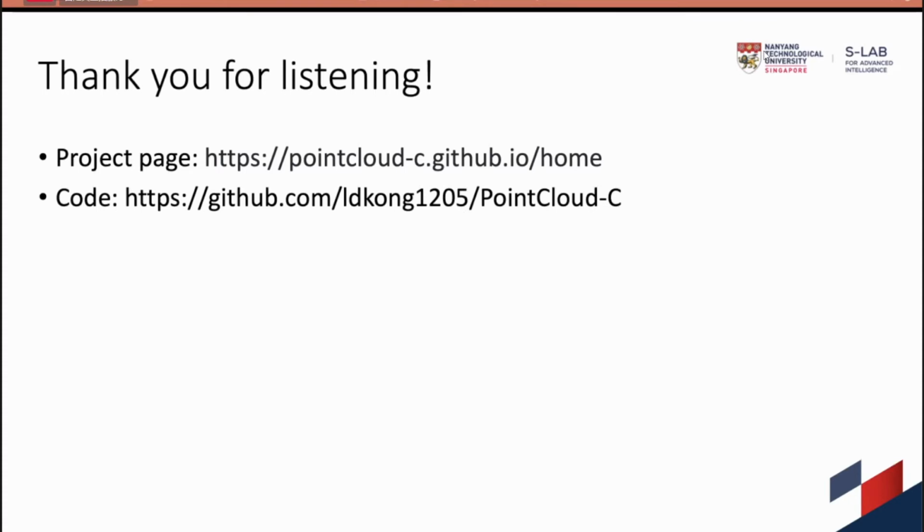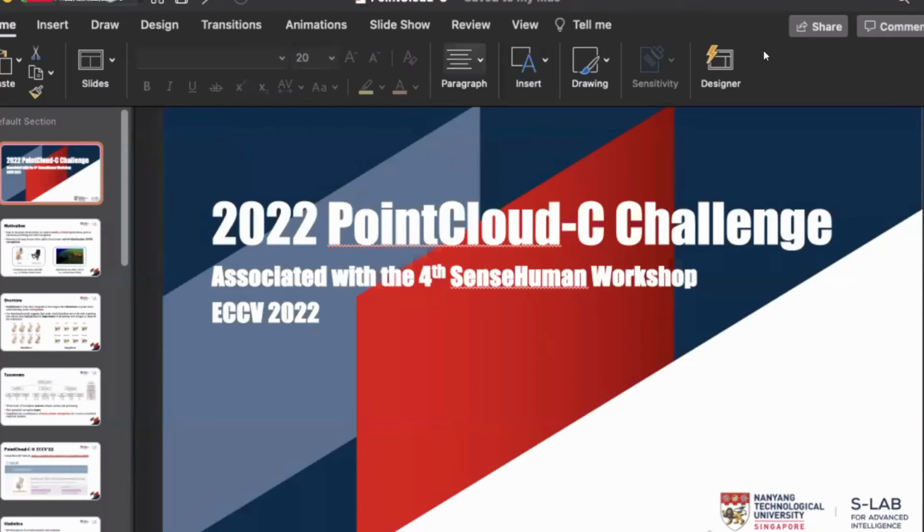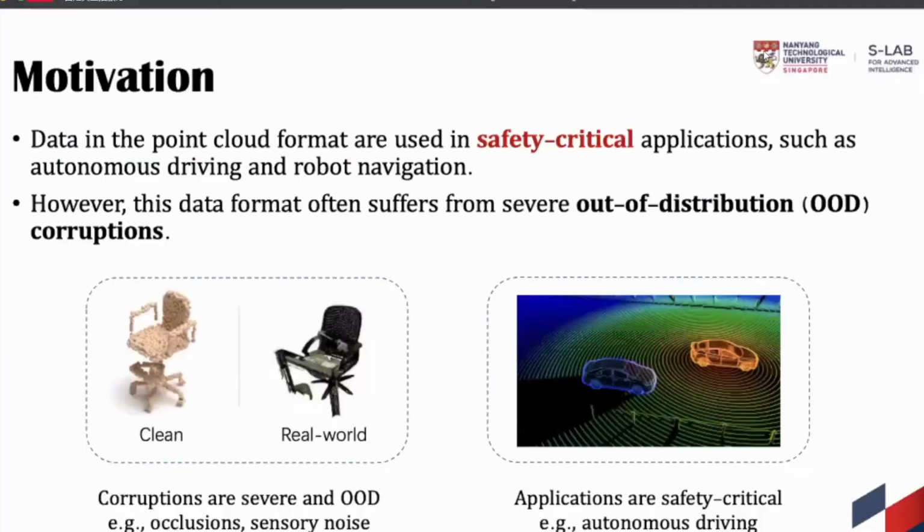So based on this PointCloud-C dataset, we host our first PointCloud-C challenge. And now I will invite Lingdong to give more information on the challenge results. Thanks, Jiawei, for the introduction of the PointCloud-C project. Now let me give you an introduction for the PointCloud-C challenge and also the final outcomes for this competition.